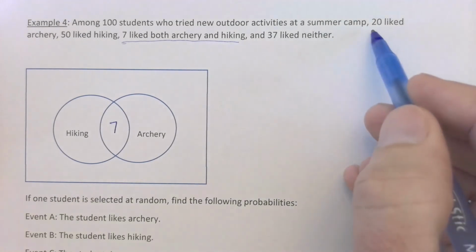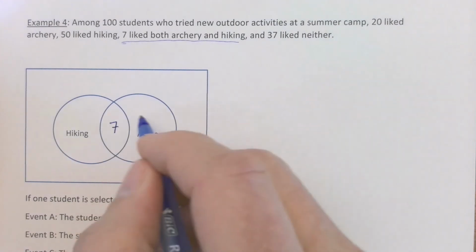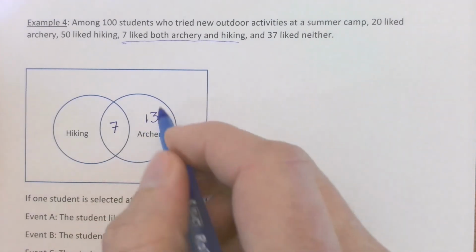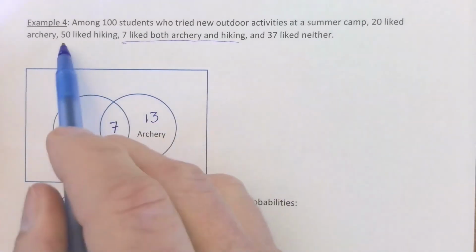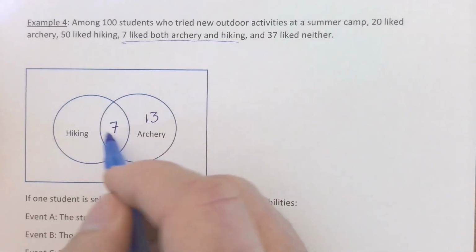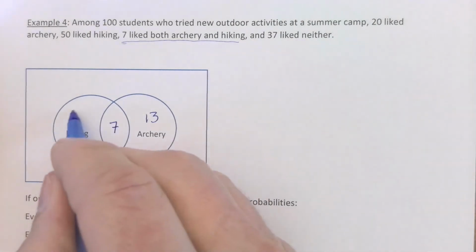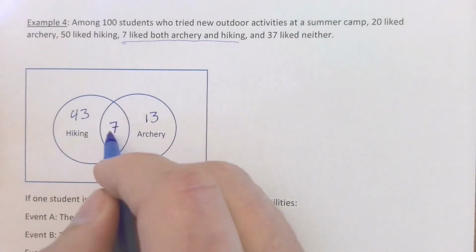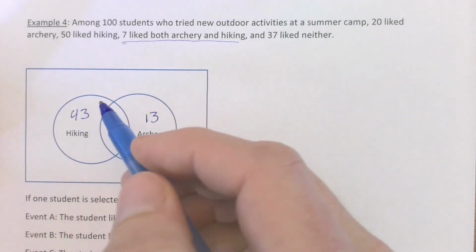Now, how many kids like archery? 20. Okay, I've already accounted for 7 of them, so I put the other 13 here. These are kids who liked archery but didn't like hiking. Similarly, for hiking, we had 50 students total. I've already accounted for 7 of those. So what do we need? We need 43 more, and then you get your total of 50. Here are kids who liked hiking but did not like archery.